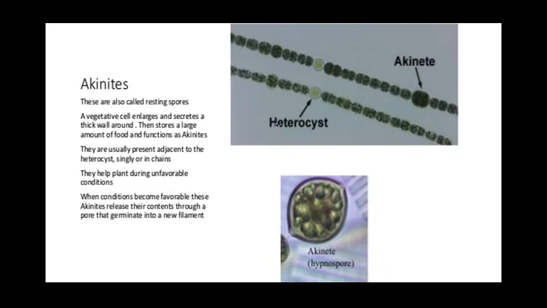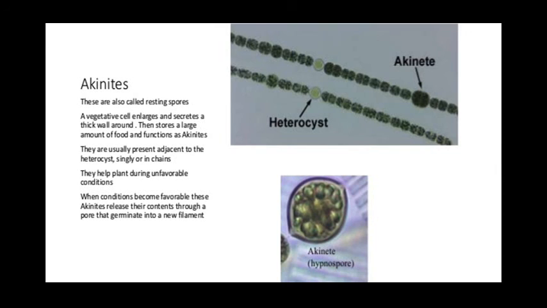Next, we'll take akinetes. Akinetes are also known as resting spores. You can see in this picture, this is an akinete. You can see the heterocyst here. So these are known as resting spores. A vegetative cell enlarges and secretes a thick wall around it. Then it stores a large amount of food and functions as an akinete.